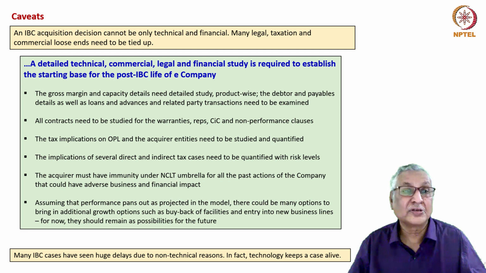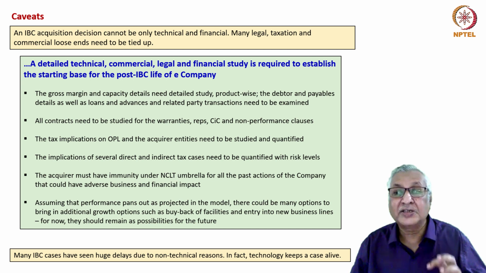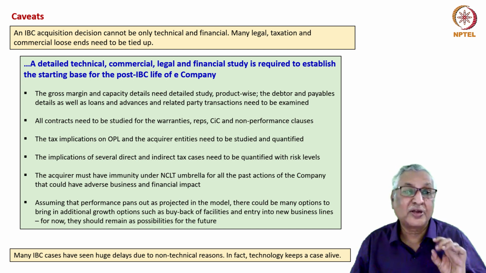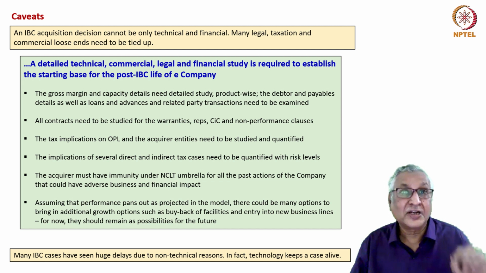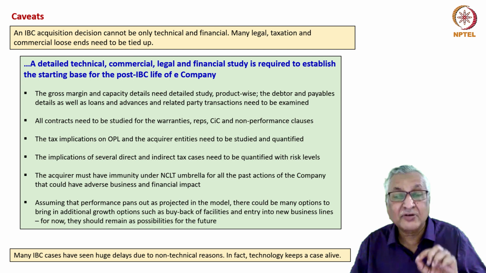The caveats: an IBC acquisition decision is not only technical and financial, many legal, taxation, and commercial loose ends need to be tied up. The gross margin and capacity details will need detailed study product wise. The debtor and payables details, as well as loans and advances and related party transactions, need to be examined in detail. All contracts need to be studied for the warranties, representations, CAC, and non performance clauses. The tax implications on Orchid Pharma and the acquirer entities need to be studied and quantified.